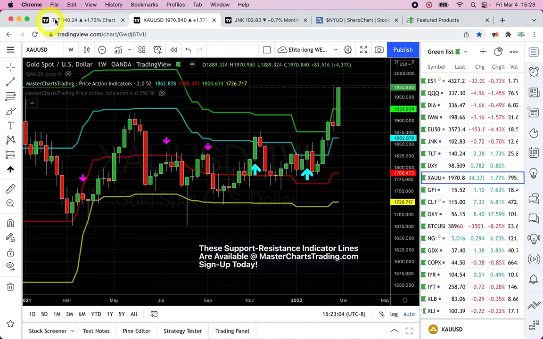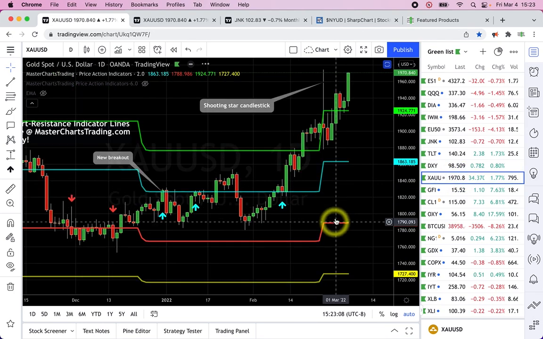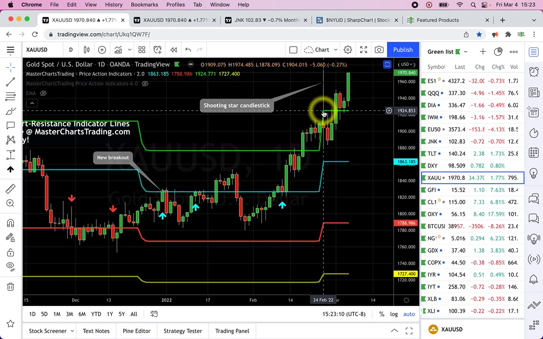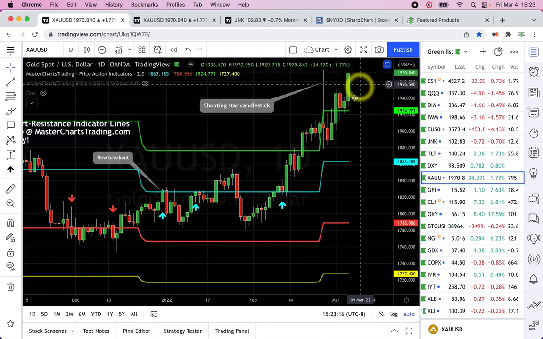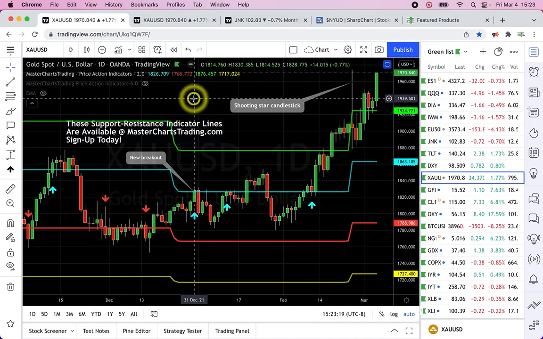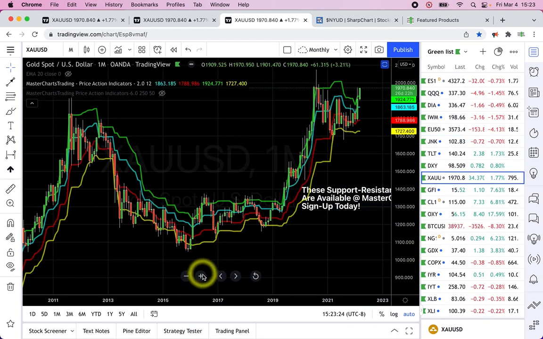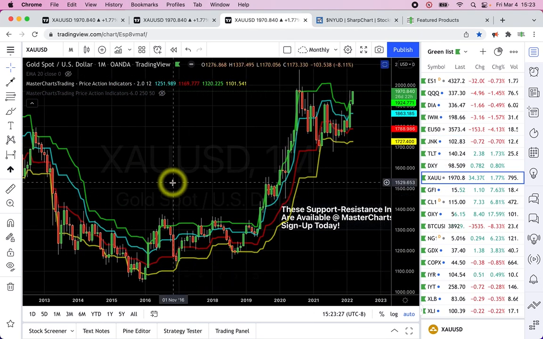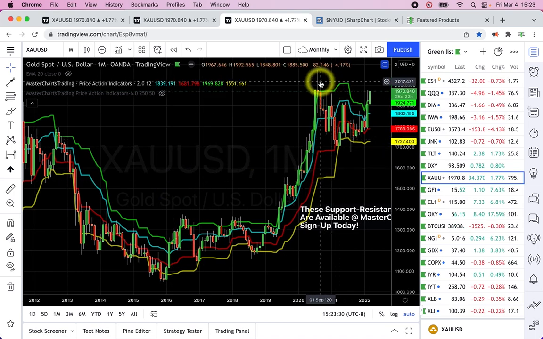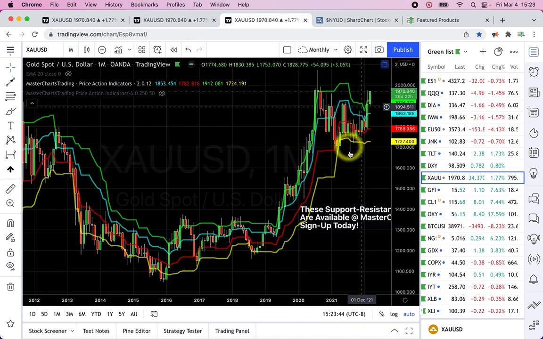This is a weekly chart, so we can look at the daily chart as well. Gold, I thought last week this was a shooting star candlestick, 24th of February. I mean, it could still provide resistance, but just the way things are going, it doesn't look like it's going to stop here. This is a monthly chart of gold, so the all-time record high is right there, in August of 2020. The high was 2075, so we're at 1970. We could easily break out and continue higher.